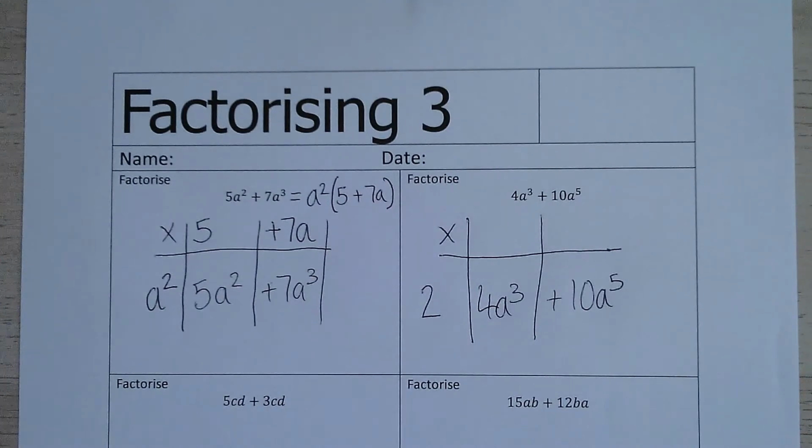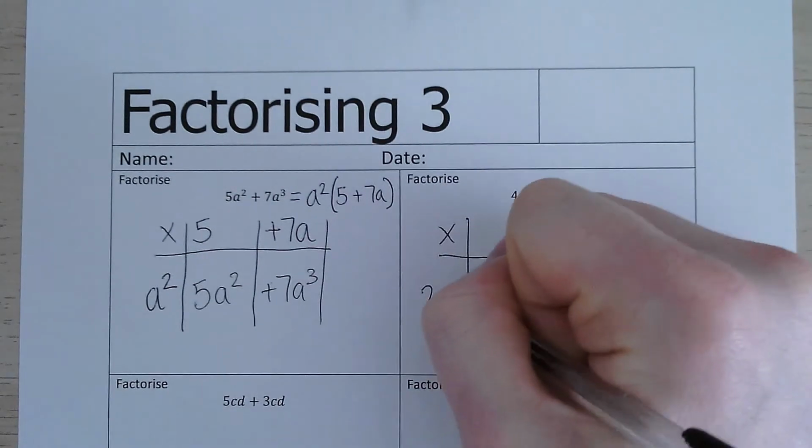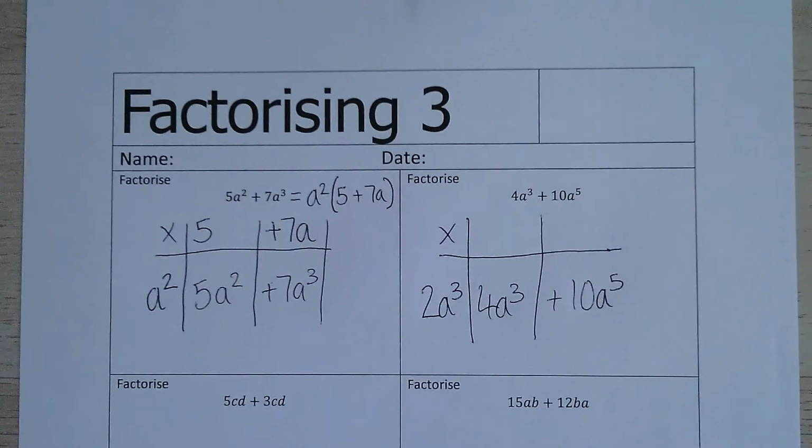We now look at the variables. Because the variables are the same, they are both a, we're going to factorise out the smallest power of a. A cubed is smaller than a to the power of 5, so a cubed will be factorised out as well. Now we need to do 4a cubed divided by 2a cubed and 10a to the power of 5 divided by 2a cubed. To start off dividing, we'll divide the numbers first.